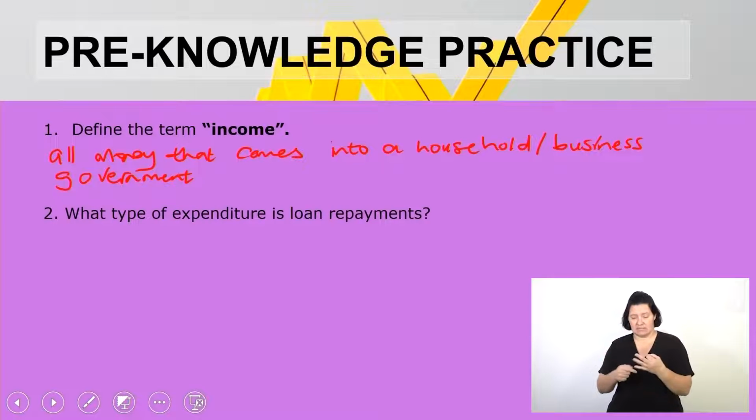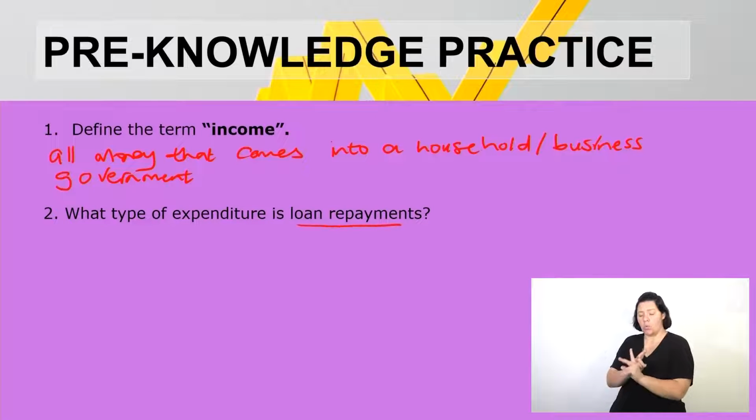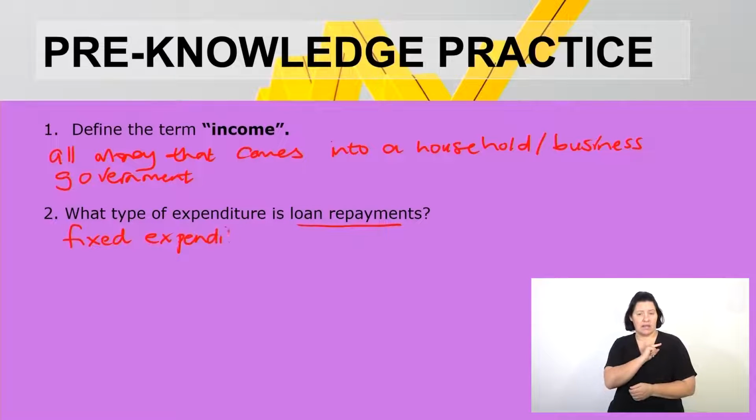Question number 2, we are saying here, what type of expenditure is loan repayments? All right, so loan repayment, that is what we call fixed expenditure, simply because it will be the same amount every month, right? So that is a monthly repayment and therefore it is fixed every month.